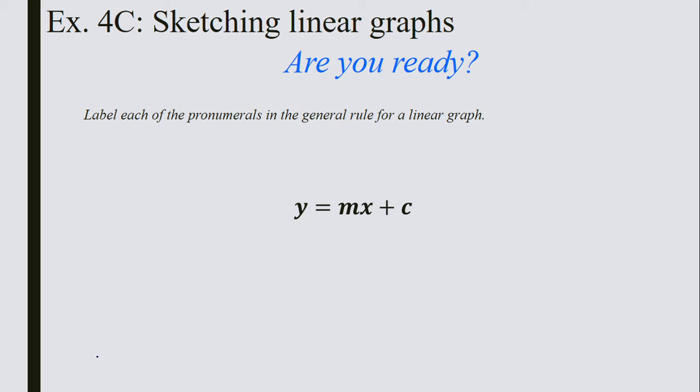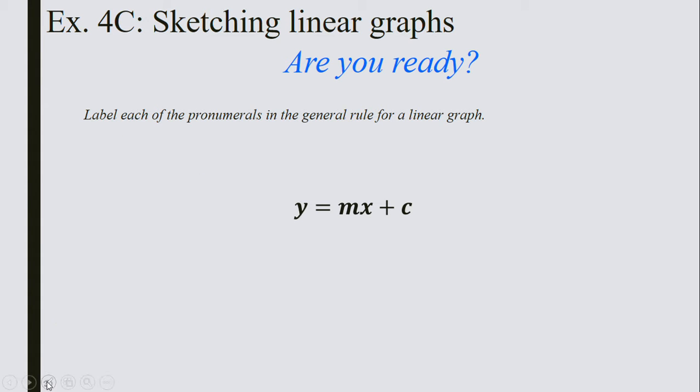Welcome back to Chapter 4, Linear Relationships. Today we're looking at Exercise 4C, Sketching Linear Graphs. When I film these pre-lesson videos, I don't usually look at the Are You Ready? But this one here is really important.